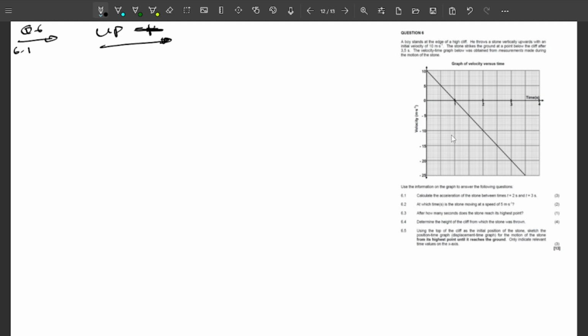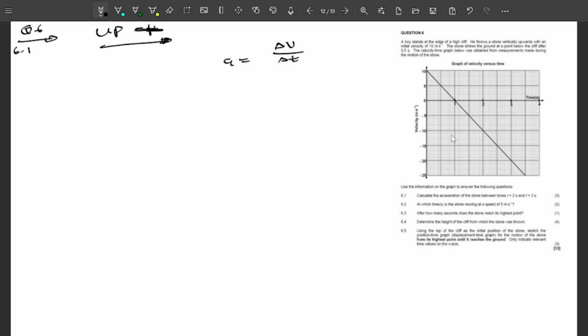They asked us to calculate the acceleration of the stone between 2 and 3 seconds. Now someone may be like, oh sir, isn't it 9.8 meters per second squared? We have to confirm first. Here's how we're going to confirm. Remember, the gradient of the velocity-time graph is acceleration. Why? Since acceleration is defined as the change in v over the change in t, right?